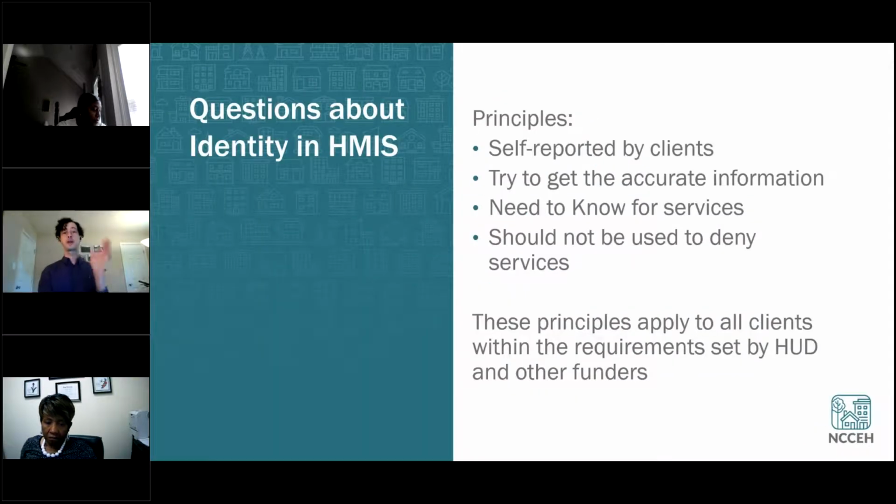And we want to address the but what about HMIS? We understand that a lot of people kind of get worried about, well, what happens with the data that we need to put into HMIS here. And so remember that the principles here are that data is self-reported by clients, that you are trying to get the accurate information, that you get the information that you need to know to provide services, and that data or HMIS information should not be used to deny services. These principles apply to all clients within the requirements set by HUD and other funders.